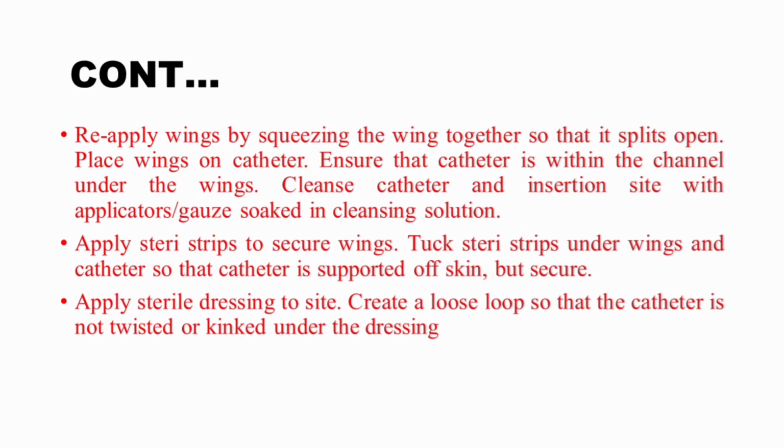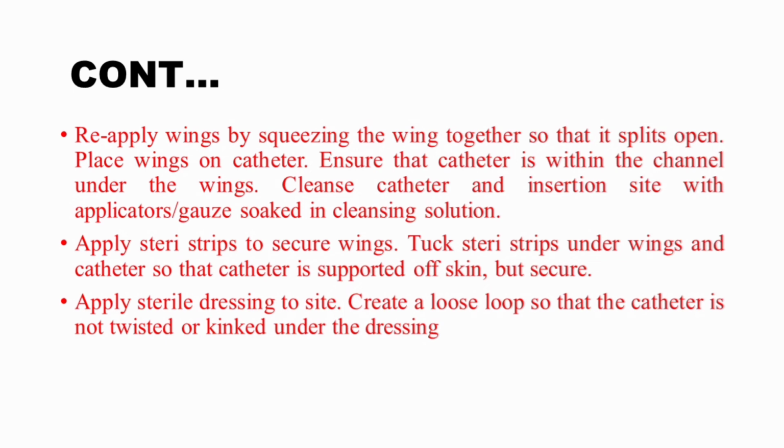Reapply wings by squeezing the wings together so that it splits open. Place wings on catheter. Ensure that the catheter is within the channel under the wings. Cleanse catheter and insertion site with applicators and gauze soaked in cleansing solution. Apply sterile strips to secure wings. Tuck sterile strips under wings and catheter so that the catheter is supported off the skin but secure.